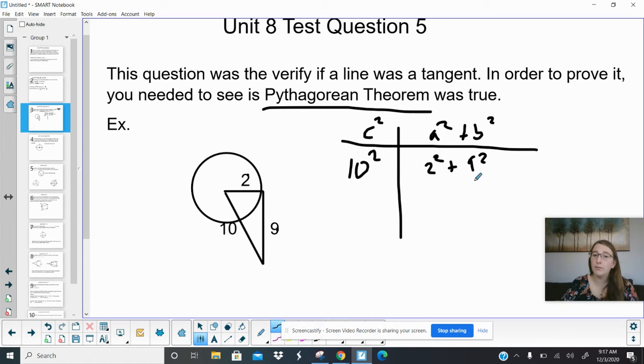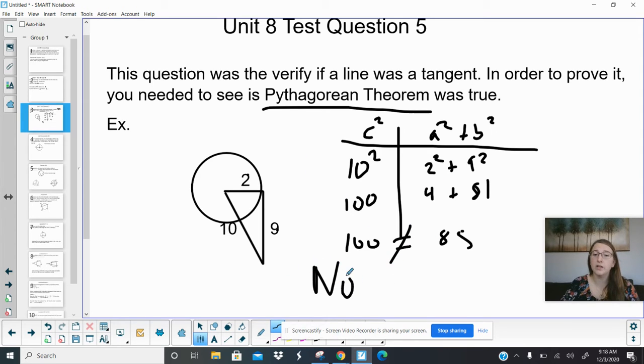So now we just need to compare both sides. So this is 100, that's 10 squared. This is 4 plus 81, that's 2 squared and 9 squared. Well, already we can see these are not equal, right? We could put a little not equal. So our answer for this question would be no, not a tangent, because it's not equal.